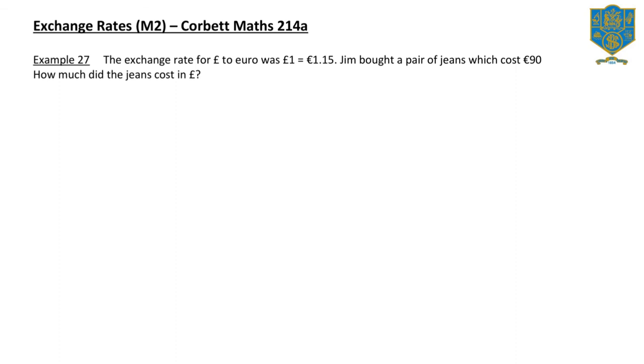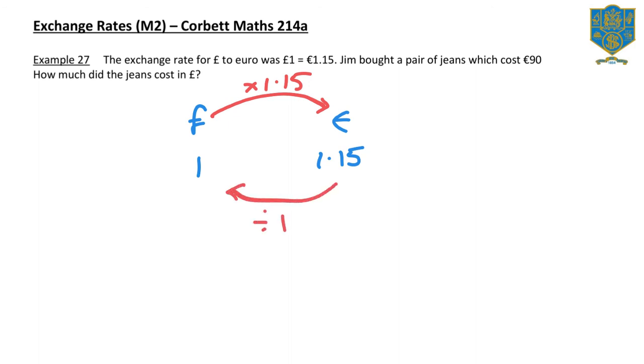And finally, looking at exchange rates. So the exchange rate for pounds to euro was £1 to €1.15. So I like to think about that. So pounds to euro, so it's 1 to 1.15. So to get from pounds to euro, we're going to multiply by 1.15. So that means then to get from euros to pounds, we'll divide by 1.15. So it's always quite nice to set it up in this way so that we'll know if we're trying to convert from euros to pounds, we'll divide, or pounds to euros, we'll multiply.